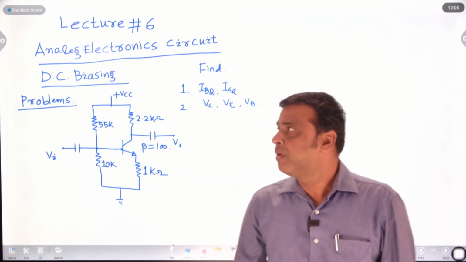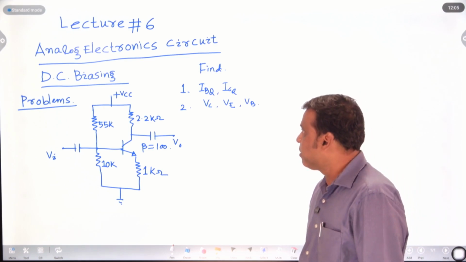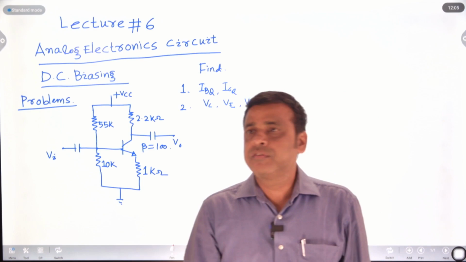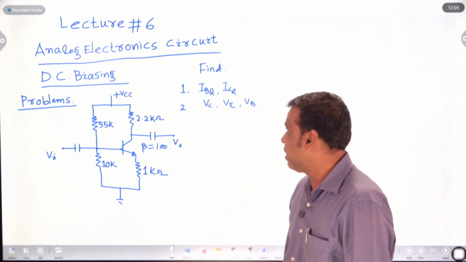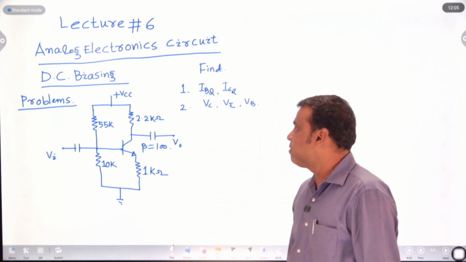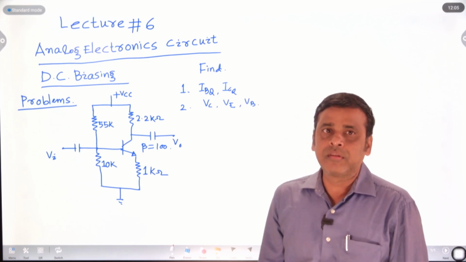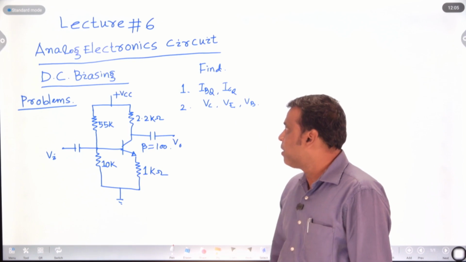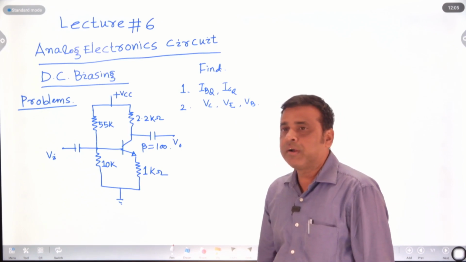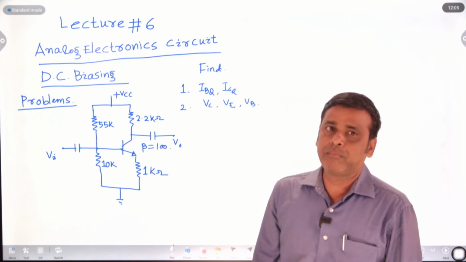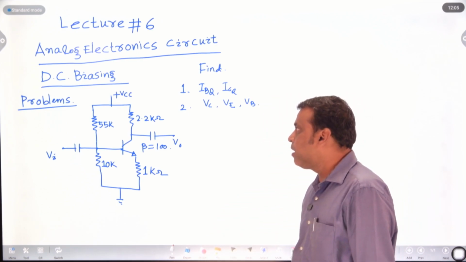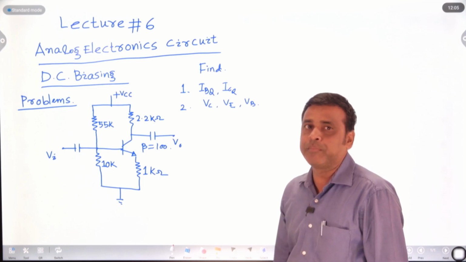Out of the four biasing methods, like fixed bias, self bias or collector to base bias, and voltage divider bias, voltage divider biasing is the most suitable. Out of these four biasing methods, which have we preferred? Voltage divider biasing. Why do we choose voltage divider biasing rather than the other three methods? Because of the stability point of view.